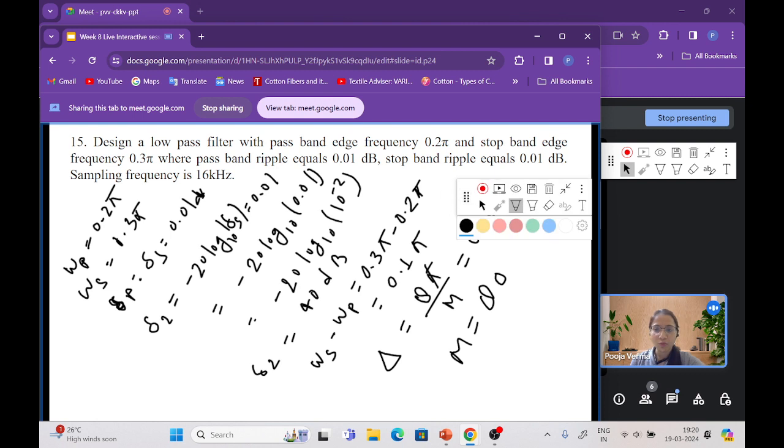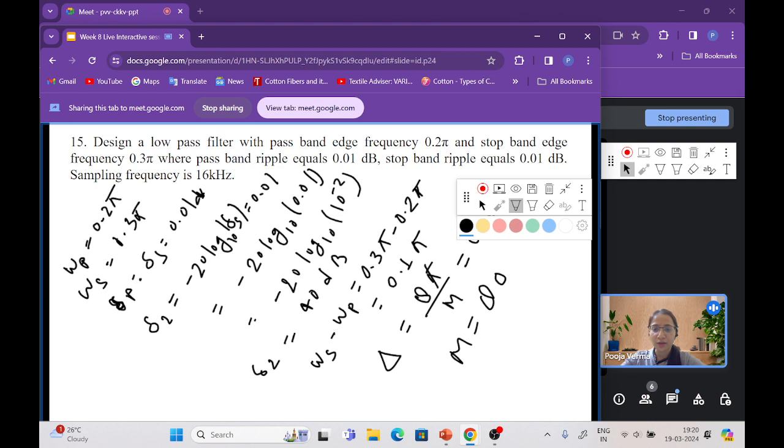So if this type of question is given, where pass band frequency, stop band frequency, pass band ripple and stop band ripple are given, now we need to design a low pass filter. These are the basic specifications or basic parameters of filter design which are given. If it is not given, we need to find out. In most of the cases it is given.